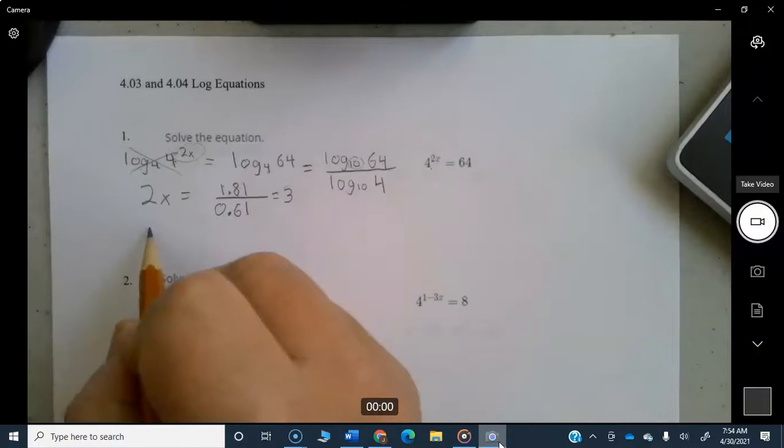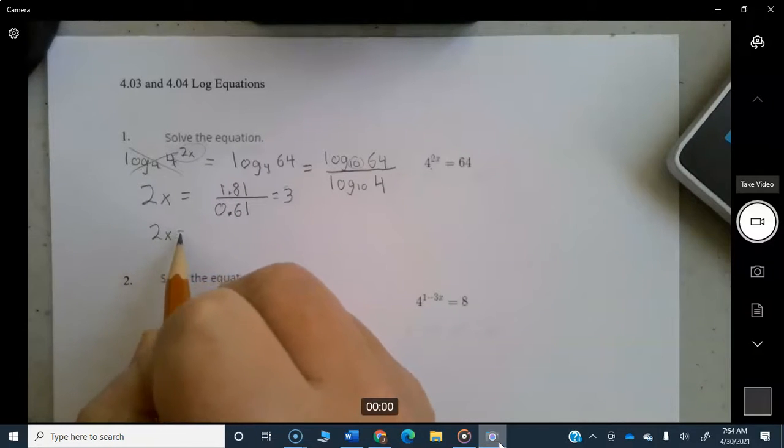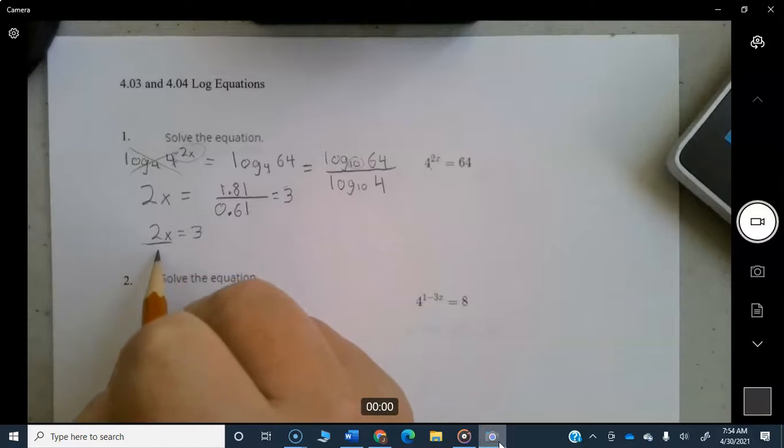So what that means is that 2x equals 3. Divide both sides by 2.